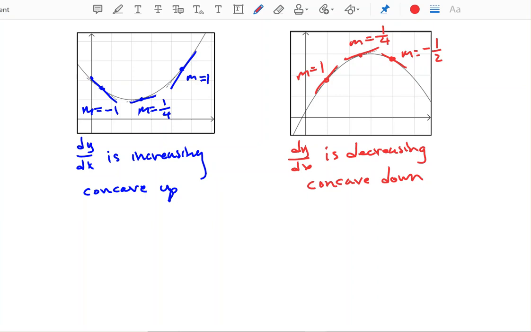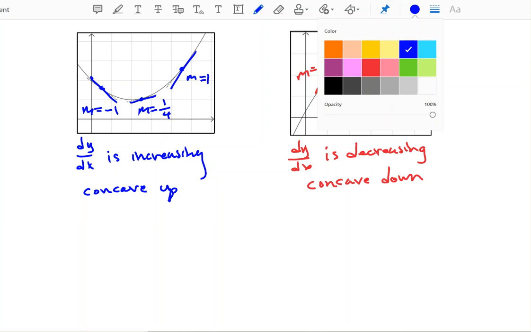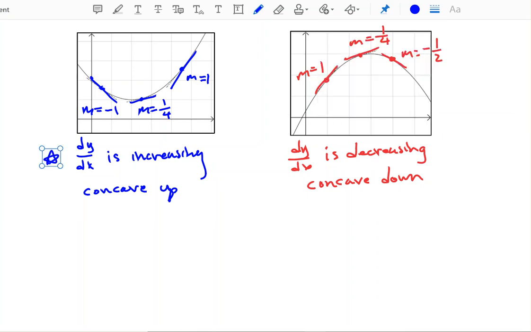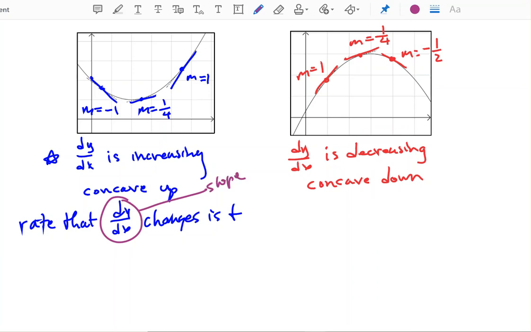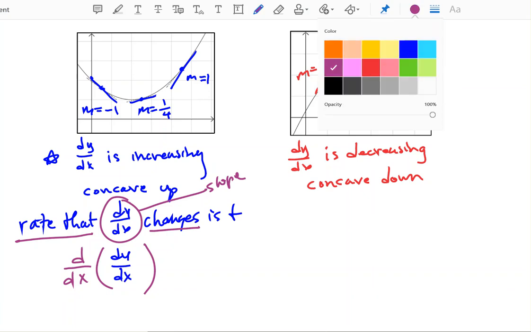But let's analyze this idea just a little bit more using what we know about derivatives and our notation for derivatives. When we say that dy over dx is increasing, what we are saying is that the rate that dy over dx changes is positive. And keep in mind that whenever we use the phrase dy over dx, we mean the slope. So in this first graph, the slopes are changing at a positive rate because they are increasing over time. Well, this phrase, the rate that something changes, is just language for the derivative of something. So what we mean here is that the derivative of the slopes is positive, greater than 0.